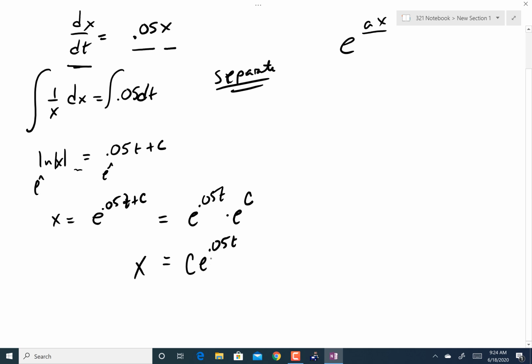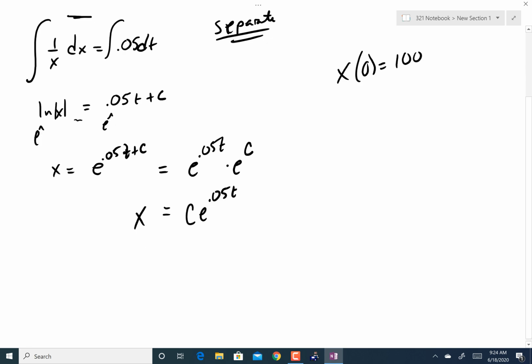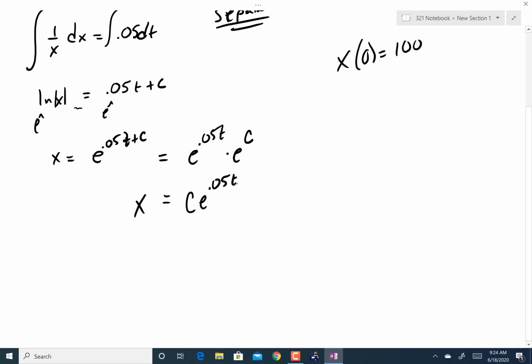Now, what is c going to be? Well, I don't know. You'd have to tell me something. So maybe if I told you that x of 0 was 100, well, then if you would plug in the 0 here, 0.05 times 0 is 0. E to the 0 is 1. So you'd end up with 100 is equal to c. And so, of course, you'd end up with this guy.